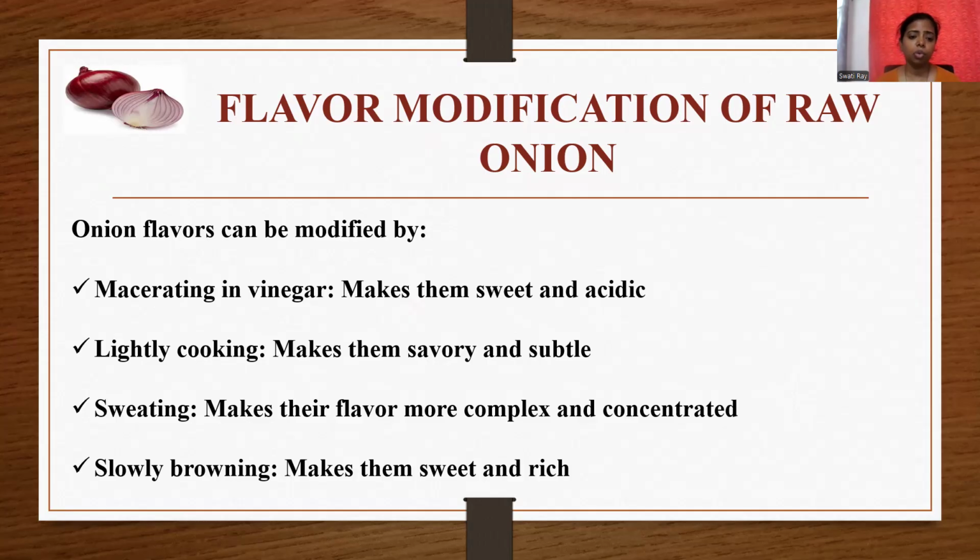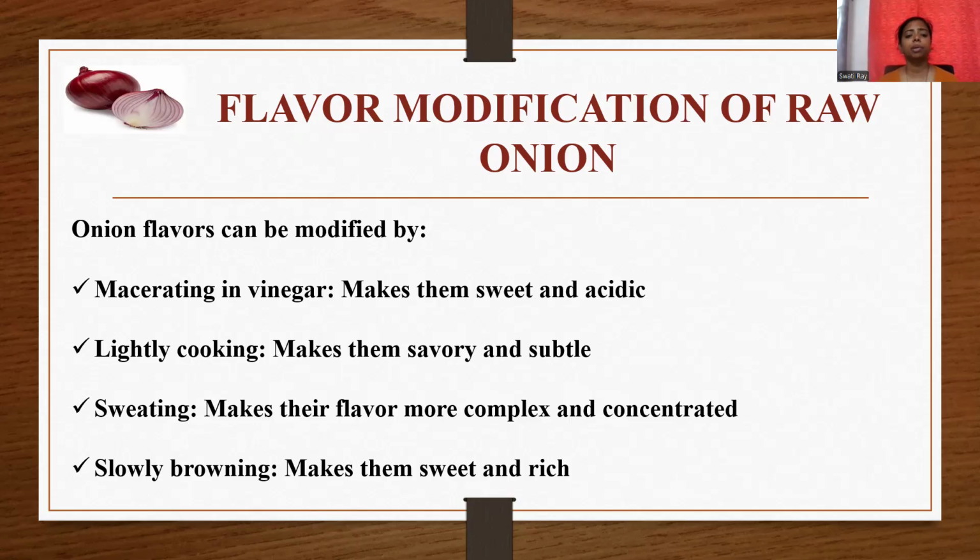Macerating in vinegar, mostly we see this whenever we are marinating meat products or any other vegetables, we are adding vinegar and we are adding either paste of onion or shredded onion. This is a process which exemplifies macerating in vinegar. When we do this type of processing, the onions become sweet and acidic, causing flavor enrichment in the particular food that we are marinating.